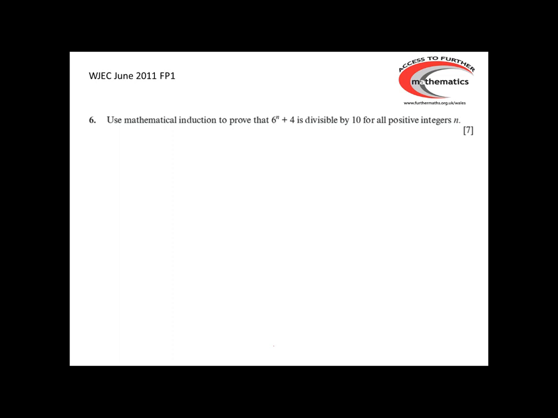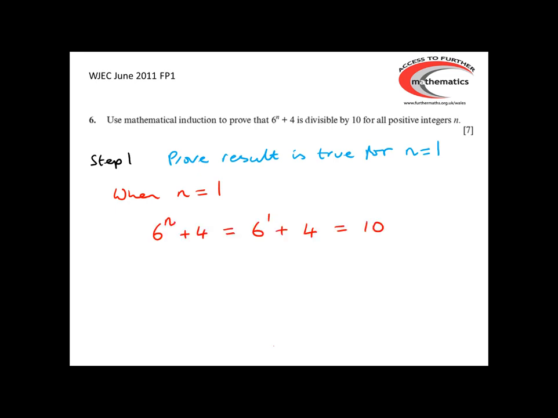For the second example, we are going to use mathematical induction to prove that 6 to the n plus 4 is divisible by 10 for all positive integers n. So as usual, we must start by proving the result is true for n equals 1. If n equals 1, 6 to the n plus 4 is 6 to the 1 plus 4. 6 to the 1 is just 6, so it's 6 plus 4, which is 10. And 10 is clearly divisible by 10, so the result is clearly true for n equals 1.